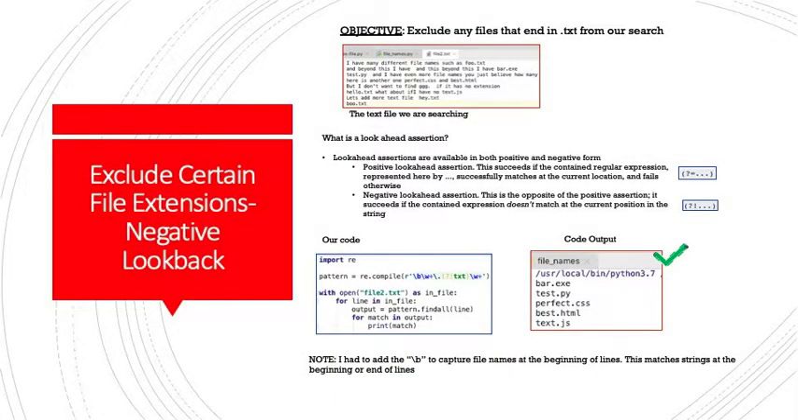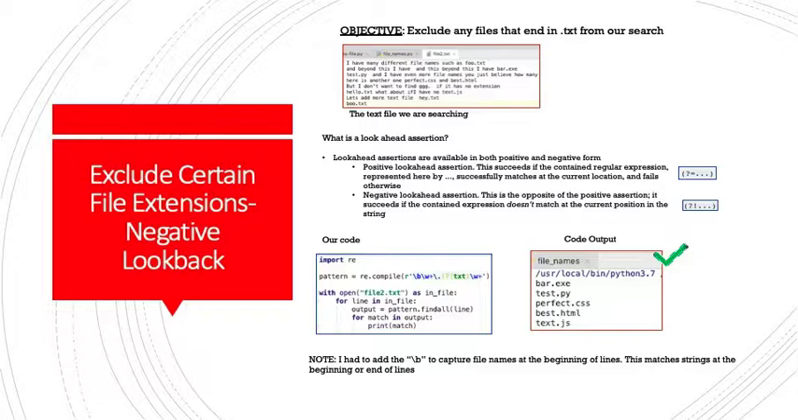And in this exercise, we'll build on what we just covered, except for the fact that we want to exclude any files that happen to end in txt from our search. So it's the same file that we're searching on. We're going to start to look at assertions, right? And in this particular case, a negative lookbehind.